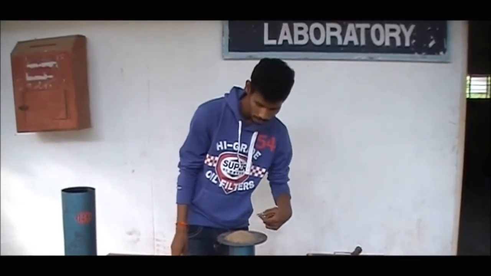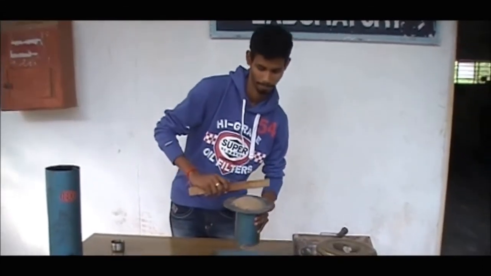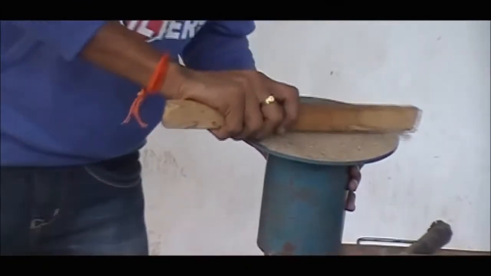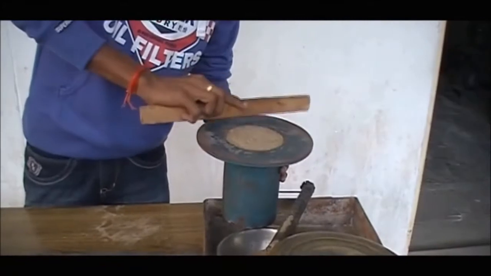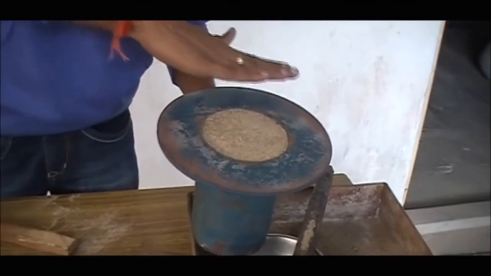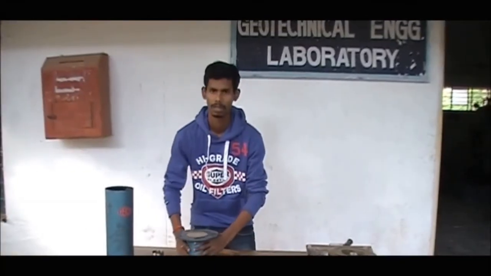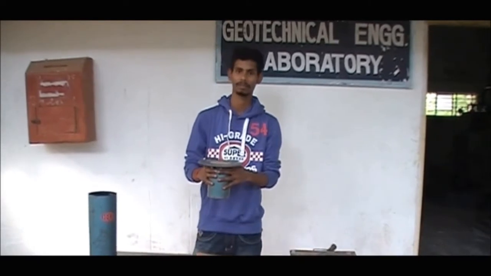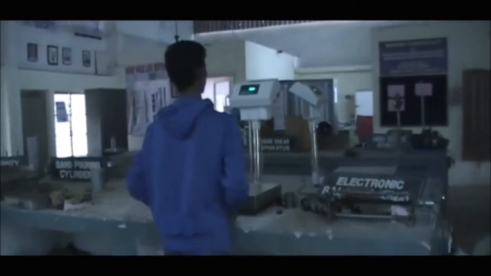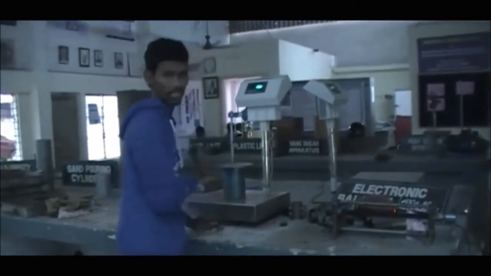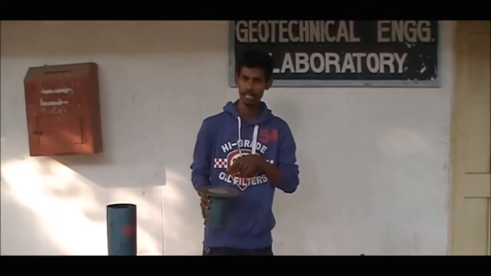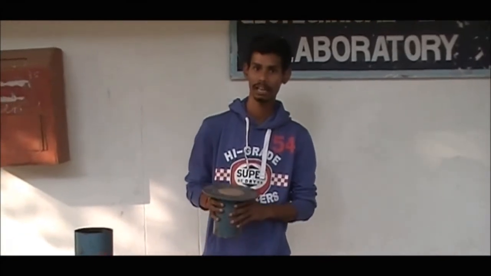Now trim the conical portion using the trimming edge. Make the surface plane. Now weigh the calibrating can with filled sand. Its weight is 2500 grams. As we know the weight and volume of the sand, we can find the density of the sand.